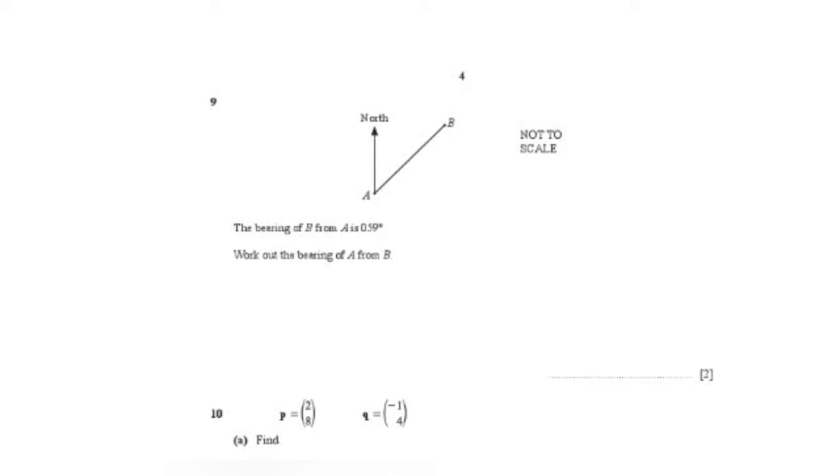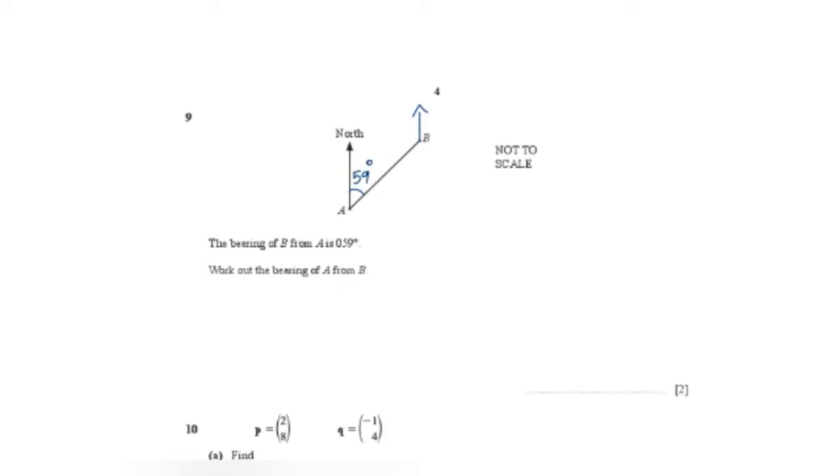Moving on to question 9. The bearing of B from A is 059 degrees. The bearing of B from A is given. Work out the bearing of A from B. Bearing of A from B. So that means we are supposed to mark this. And we are supposed to find this. So let me name this as x. So we should find what is the value of x.